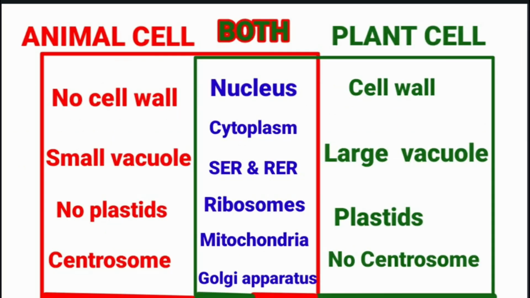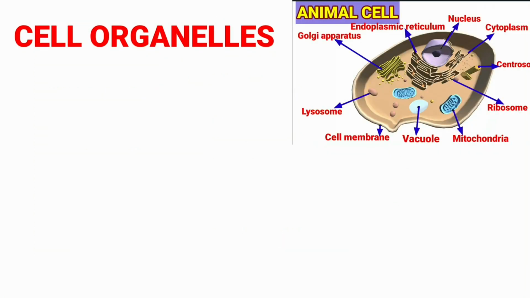What is the difference between the plant cell and the animal cell? One is the presence of a cell wall, which is only in plant cells and absent in animal cells. Plastids are also present only in plant cells, but are absent in animal cells. Vacuoles: a single large vacuole is present in plant cells, but in animal cells a few small vacuoles are present. The position of the nucleus in the plant cell is in the peripheral region because of the presence of the large vacuole, but in the animal cell it can be seen mainly in the center.